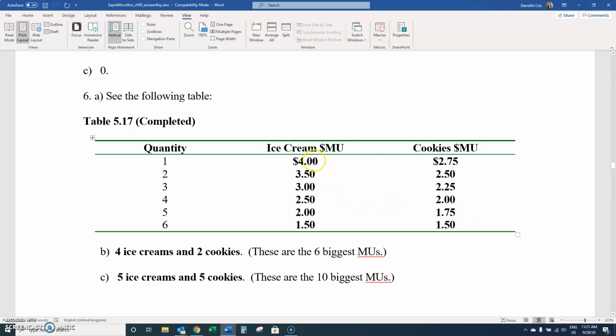So you're basically just picking the highest one, but just remember, if you bought 1 ice cream, then the next highest, you'd be looking at buying 2 ice creams. Then you'd be looking at buying 3 ice creams. So you move down the list each time.